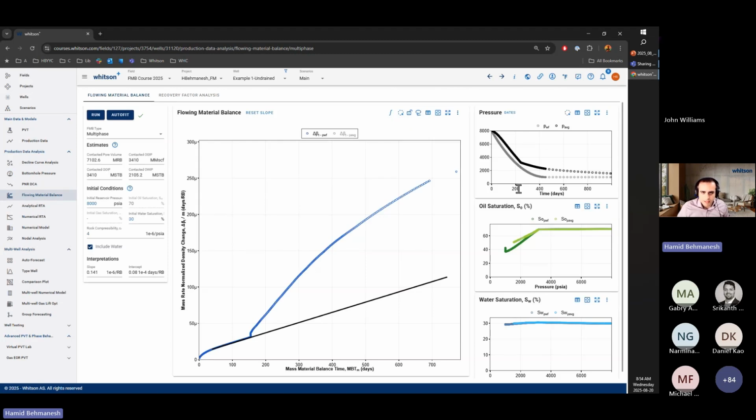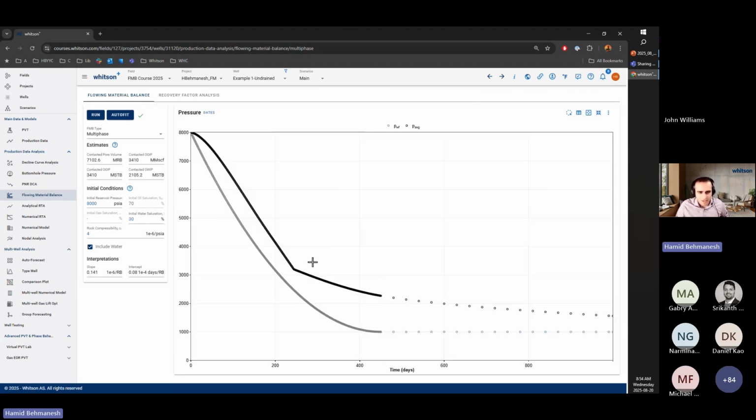So we're going to talk about these plots on the right-hand side of the FMB, and how we can use this information. For instance, we're going to talk about this one. This is the average reservoir pressure. This is the flowing bottom hole pressure.